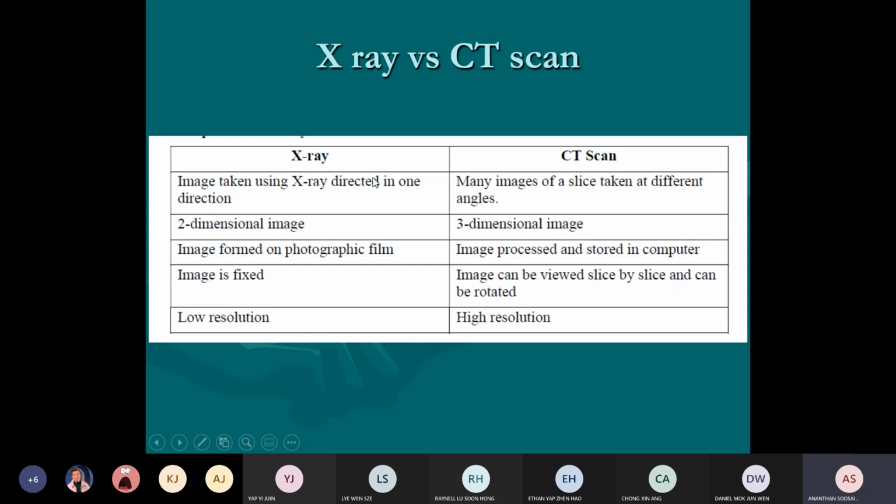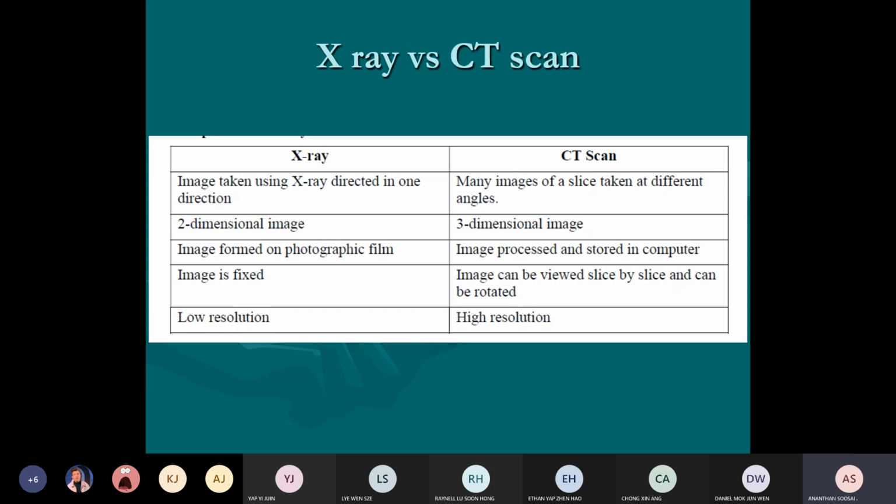X-ray image is formed on a photographic film plate. But currently we don't have photographic film anymore. Now the X-ray is shined to digital sensors, right? So now you go to the hospital, you take an X-ray, they're not going to give the photographic film anymore. The image is digitalized, and the file is sent to your doctor straight away. So you just go to the doctor's office.